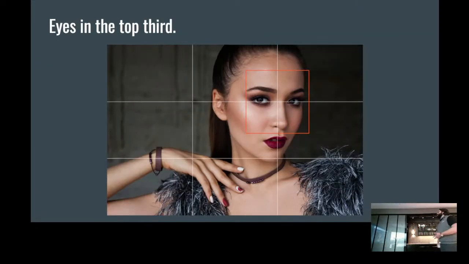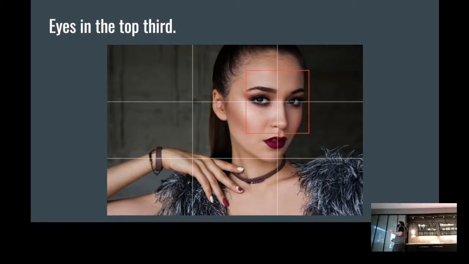Eyes in the top third of the photo. Humans naturally read things from top to bottom. If you think about a book, you start at the first page. No matter what part of the world you're in, you always start with the first page, whether it's the back page or the front page. From there, though, you read from the top to the bottom. Comic books follow the same pathway, and so does photography.